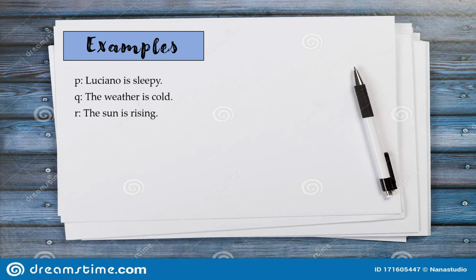Next, proposition P, Luciano is sleepy. Proposition Q, the weather is cold. And proposition R, the sun is rising. All you have to do is to determine each conjunctive proposition: P and Q, P and R, and Q and R.